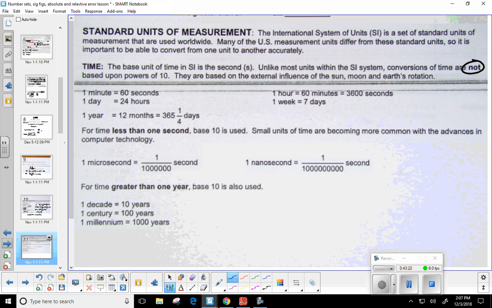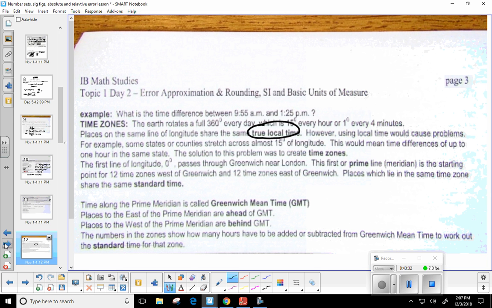Now, for time greater than 1 year, base 10 is also used. So a decade is 10, century 100, millennium is 1,000. Okay. And now we're to time zones.